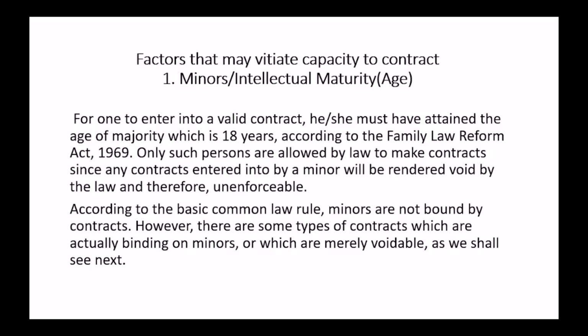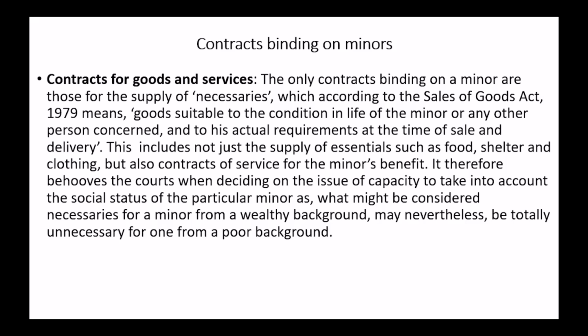According to the basic common rule, minors are not bound by contracts. However, there are some types of contracts which are actually binding on minors, or which are merely voidable, as we are going to see next. Contracts binding on minors. First, we have contracts for goods and services.